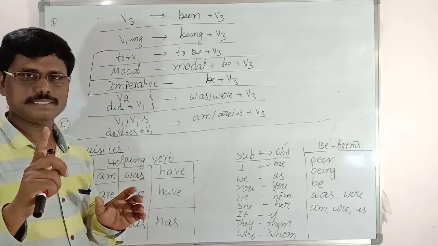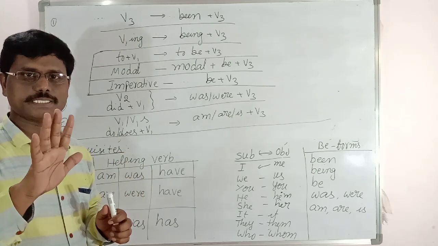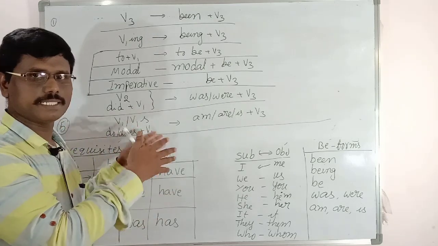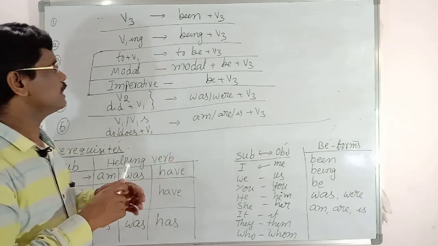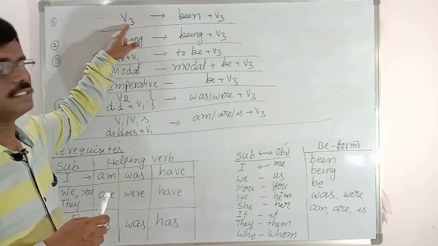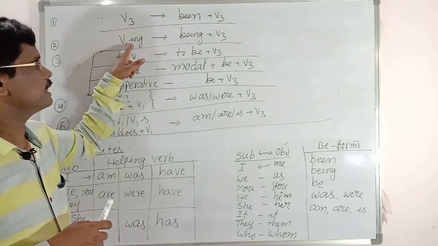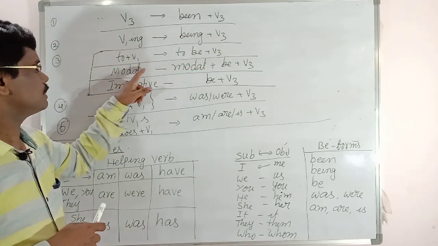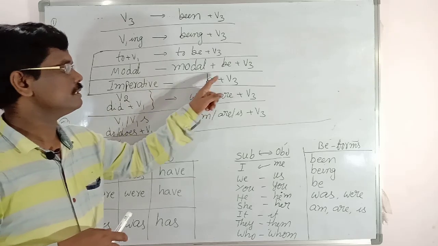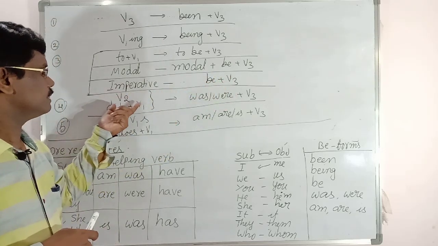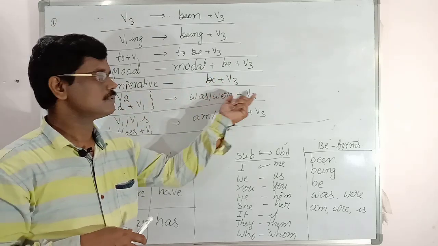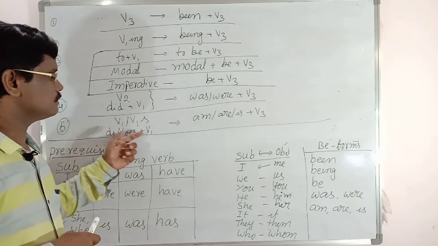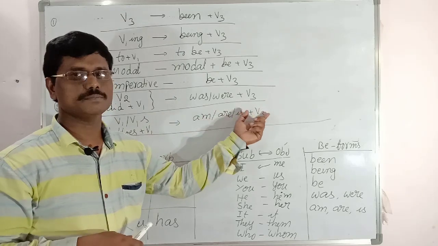Friends, once again listen: 5 tips, easy tips. These tips you follow. Let us see them in detail in all the exercises. Easy one is verb 3: use been. Verb 1 ing form: being, verb 3. To verb 1, or modal plus verb 1, or imperative: be, verb 3. Verb 2 or did verb 1: was or were, verb 3. Verb 1 or verb 1s, or do, does verb 1: am, are, is, verb 3.